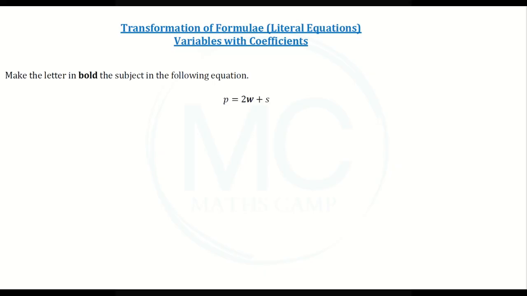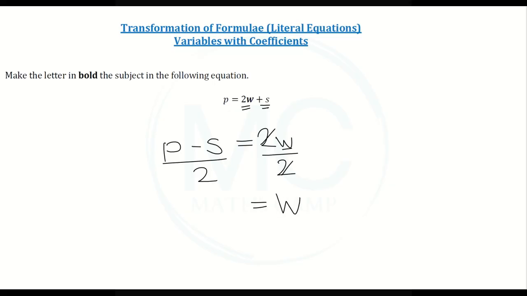P is equal to 2w plus s. 2w is positive, so we can leave it where it is. So let's write 2w on this side. To get this term by itself, we have to move the s across. So let's write down the p that's already there. We have positive s, so we're going to have negative s. Now to get w by itself, we have to divide by 2. So let's divide by 2 on this side. On the right, the 2's cancel, and we're left with w. On the left, we have p minus s all over 2.